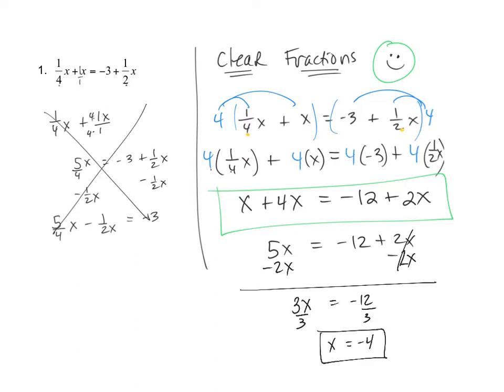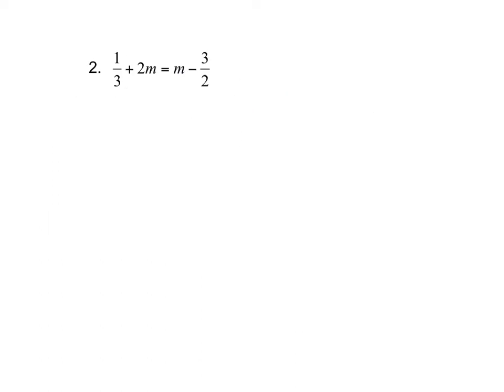Great. So that is clearing fractions. The way we do it is we multiply everything by the common denominator. Alright, in this one I have a denominator of 3 and a denominator of 2. So the common denominator is 6. So instead of getting a common denominator, what I'm going to do is multiply everything by 6. Okay, so I multiply 6 times the 1/3 plus 6 times the 2m. And also 6 times the m and 6 times the 3/2. Okay, multiply everything by a common denominator.